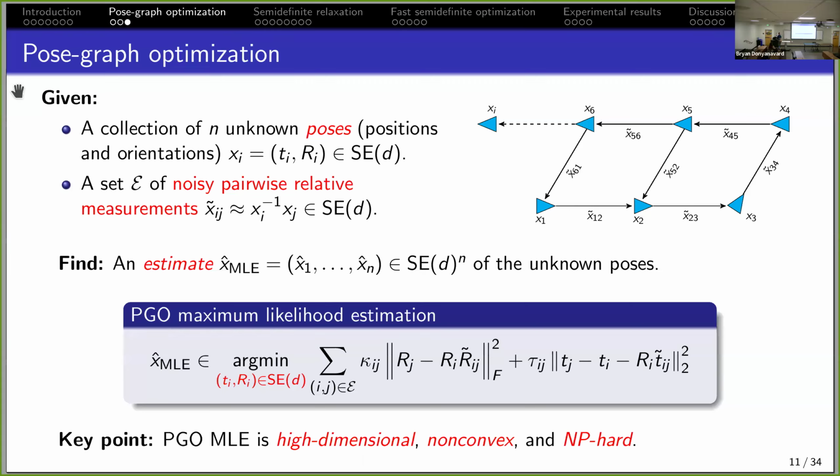So that's not great. Yeah, question. And the kappa ij is some form of importance criteria? Yeah, that comes from the precision of the measurements that you're sampling in this case. Yeah, thank you. Those are precisions for those measurements.